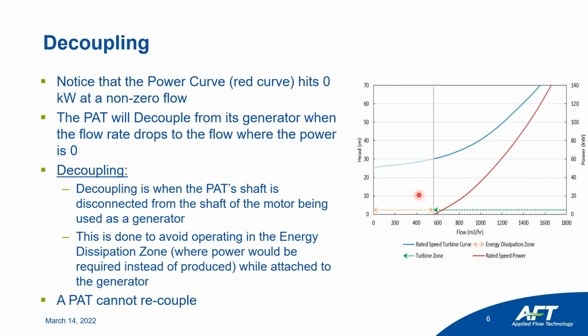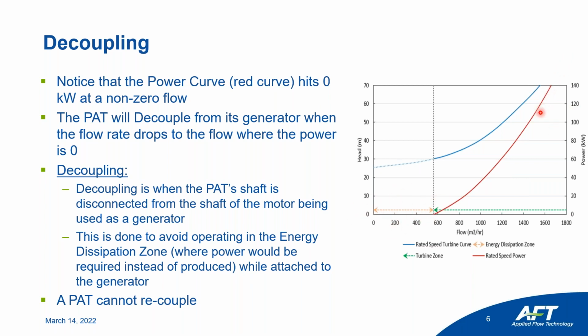So you probably noticed that this red power curve hits zero power at a non-zero flow. When this happens, the PAT will decouple. And what that means is the shaft attached to the pump as turbine will decouple from the shaft of the generator. And this is done to avoid hurting the motor that's being used as a generator by allowing it to operate in this dissipation zone.